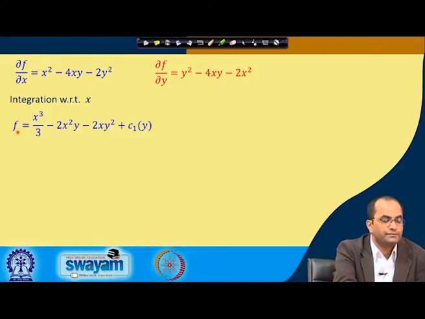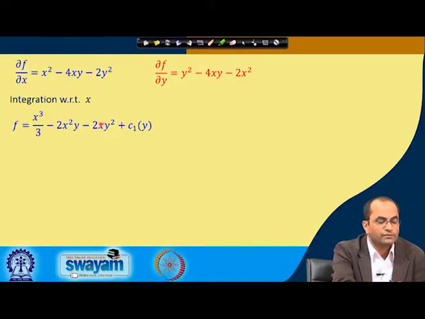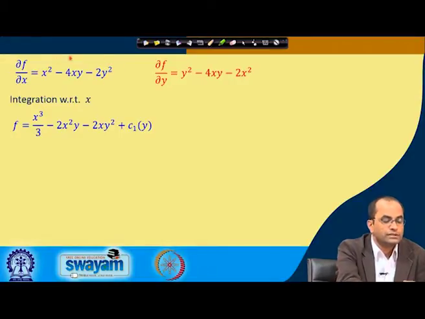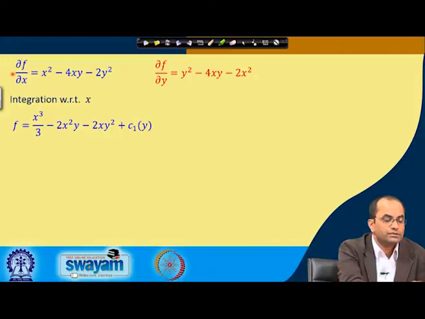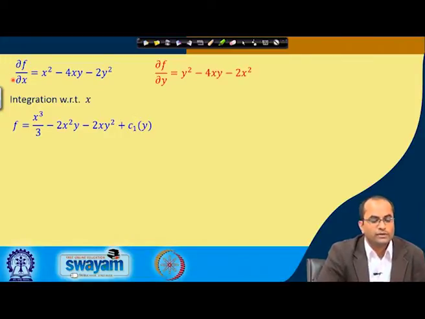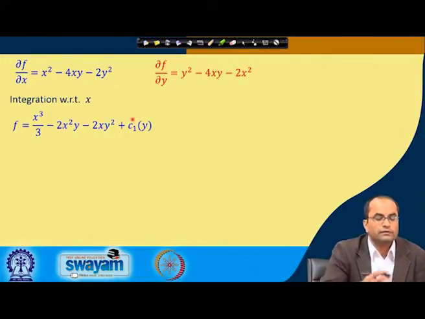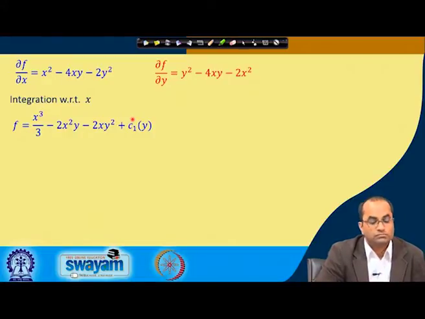Here, if we integrate the first equation with respect to x, what will happen? We will get f as x cube by 3, minus 2 x square y from here, and minus 2 x y square, and the x will come when we integrate it. So, this is the integral, plus a constant of integration, which in this case, because this was the partial derivative with respect to x, can be a more general constant; it could be a function of y itself.